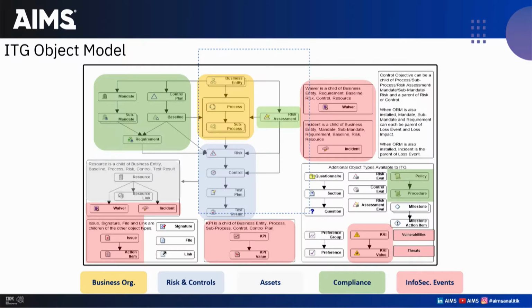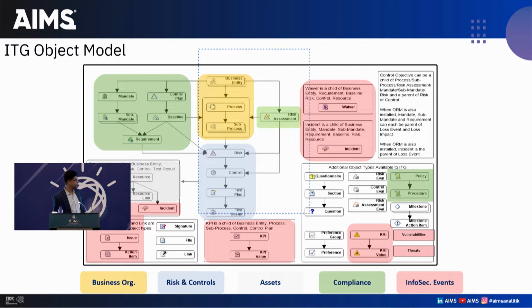Now, in terms of object model, it looks a bit complicated, but I'm going to summarize that into 5 different areas, the boxes that you see at the bottom.